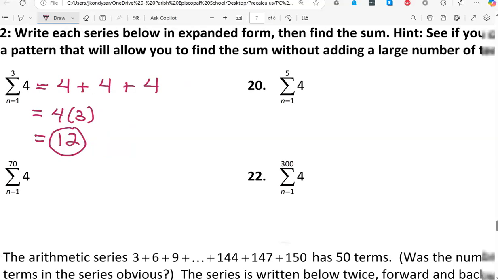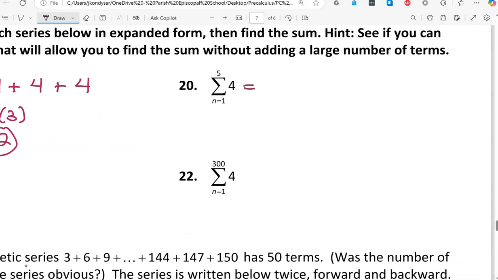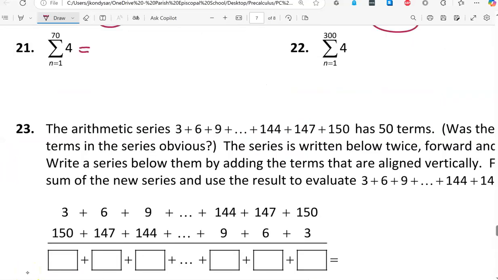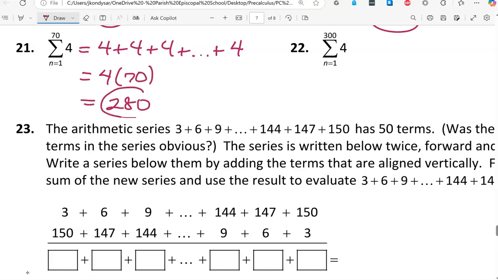In number 20, the sum as n goes from 1 to 5 of 4 is 4 plus 4 plus 4 plus 4 plus 4. And so that's the same as 4 times 5, which is 20. In number 21, this is 4 plus 4 plus 4 plus a whole bunch of missing terms, so I'll use my ellipsis, and then we're ending with 4. Now, how many 4s are we adding together? There are 70 terms, so this is the same thing as 4 times 70, which is 280.